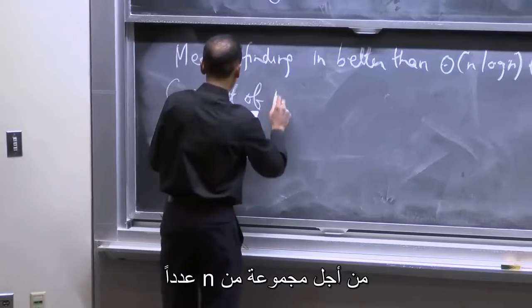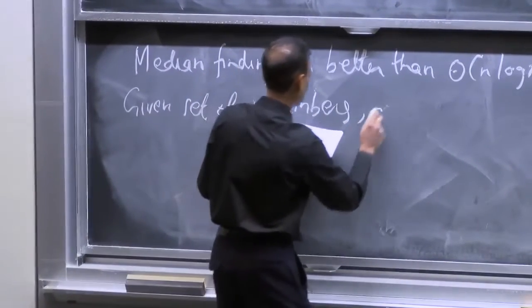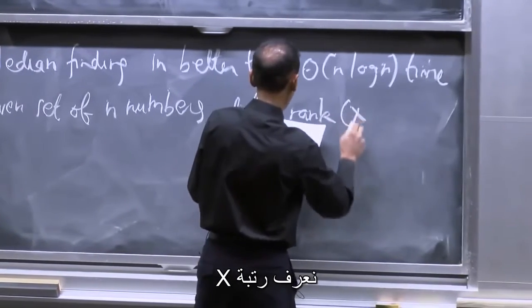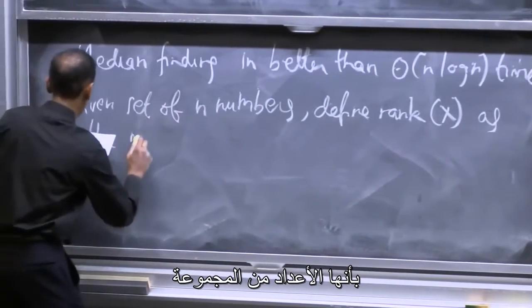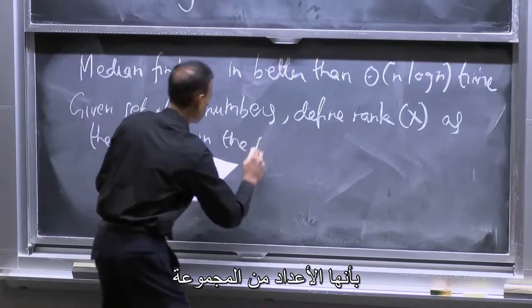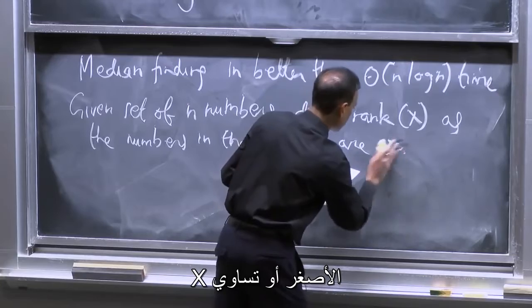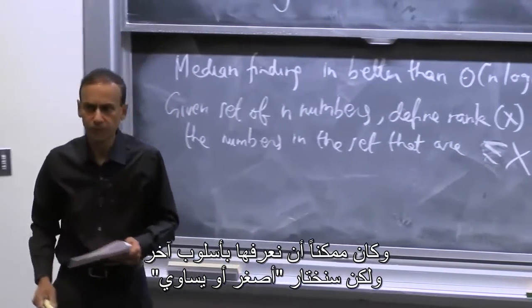a set of n numbers, define rank of x as the numbers in the set that are greater than, I'm sorry, less than or equal to x. I mean, you could have defined it differently. We're going to go with less than or equal to.